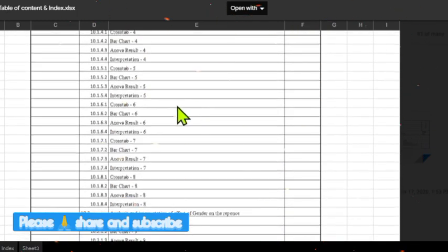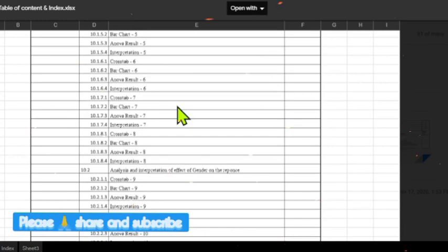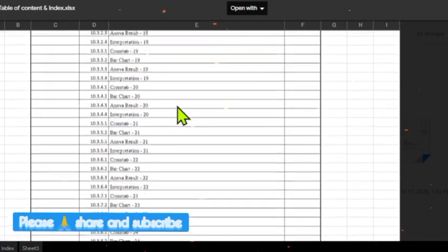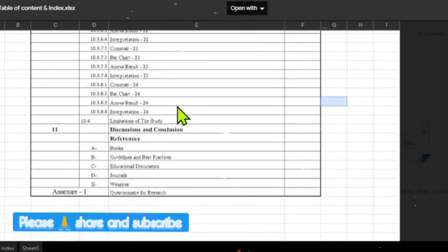He has used ANOVA, bar charts and cross tabs for analyzing the data, and he has done it very rigorously and intensively. Limitations he has mentioned here. The final chapter is discussion and conclusion, and in references he has segregated them into books, guidelines and best practices, educational documents, journals, and websites. The appendix is not a chapter, which many research scholars mistakenly mention as a chapter. This is not a chapter. Even references are not a chapter.